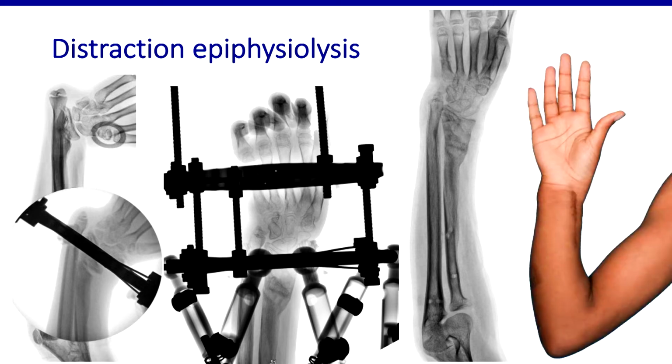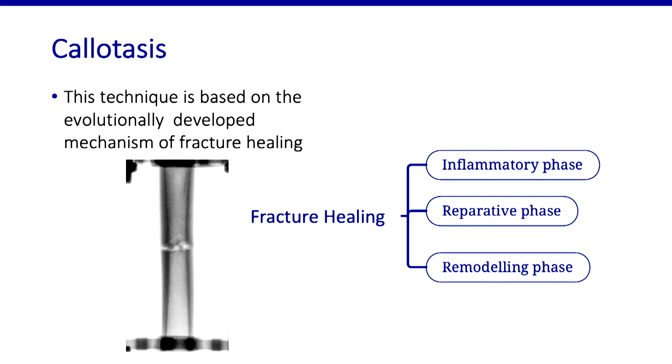It can help in some cases, especially with very short fragments. Unfortunately, it's less predictable. So the majority of the lengthening and deformity correction techniques are done through callotasis. And this technique is based on the evolutionarily developed mechanism of fracture healing. When we break the bone, we have an inflammatory phase, reparative phase, and remodeling phase.